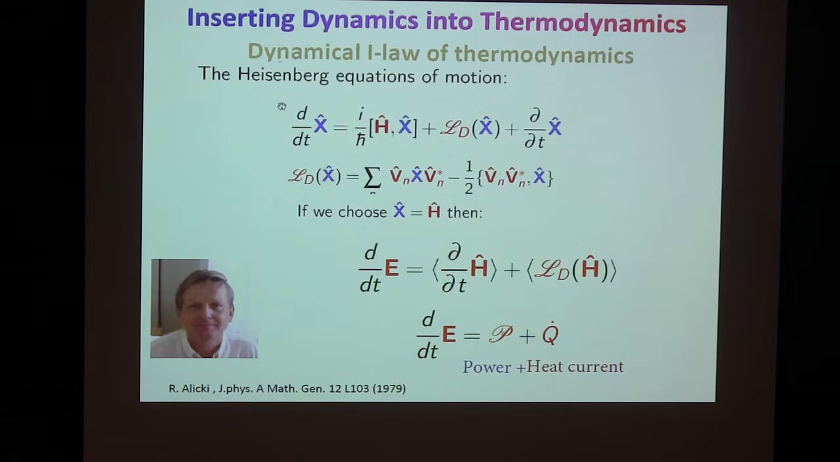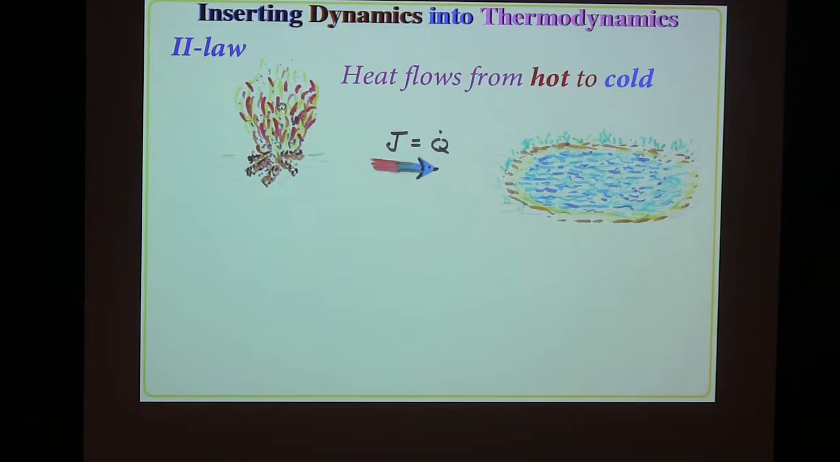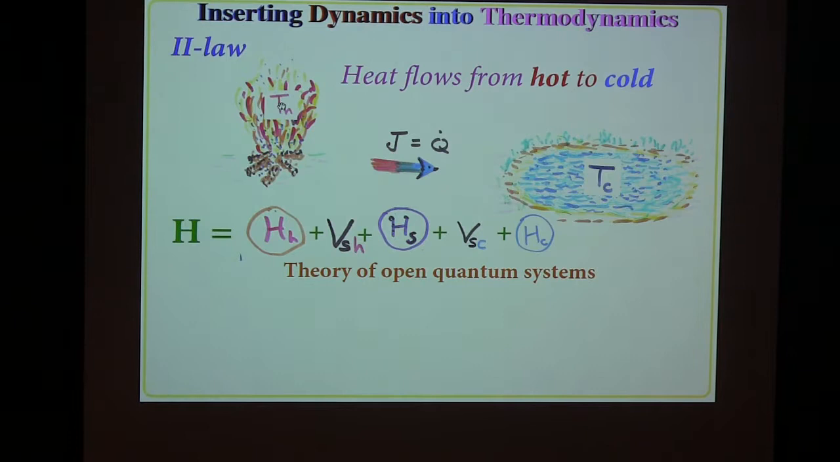Now, what do we know about thermodynamics? That heat always has to flow from hot to cold. If we write it as the Hamiltonian of my hot part, then my system, and the cold part, the energy flow should go in this direction. I have interaction. So in a way, no matter what, heat should flow in this direction.